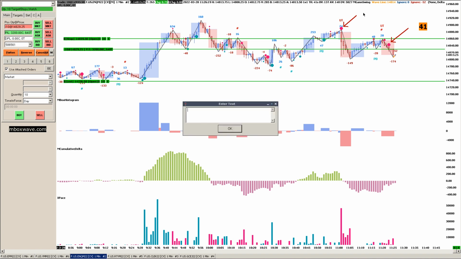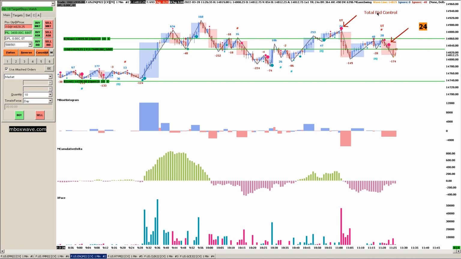So let's get into it. Total, we'll call it bid control. Total bid control. And that's happening here and here. We also have a double algo right here, the upthrust and the stooges.